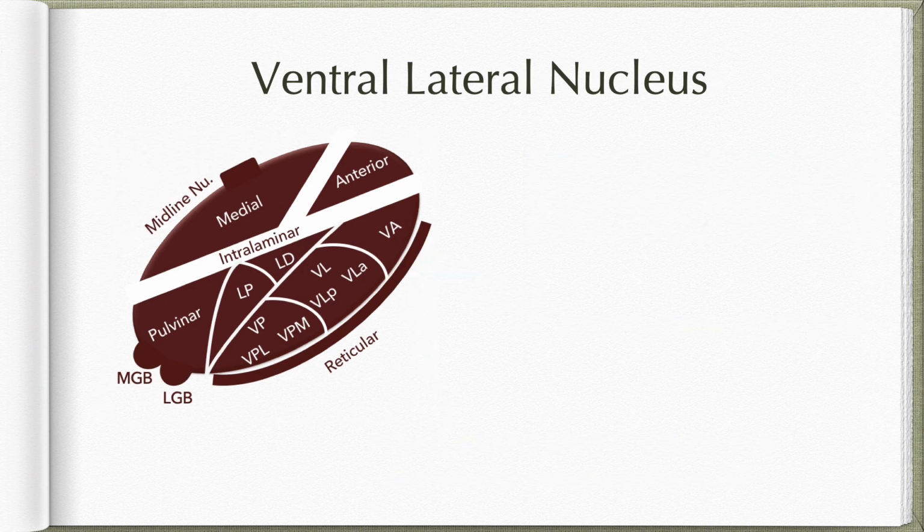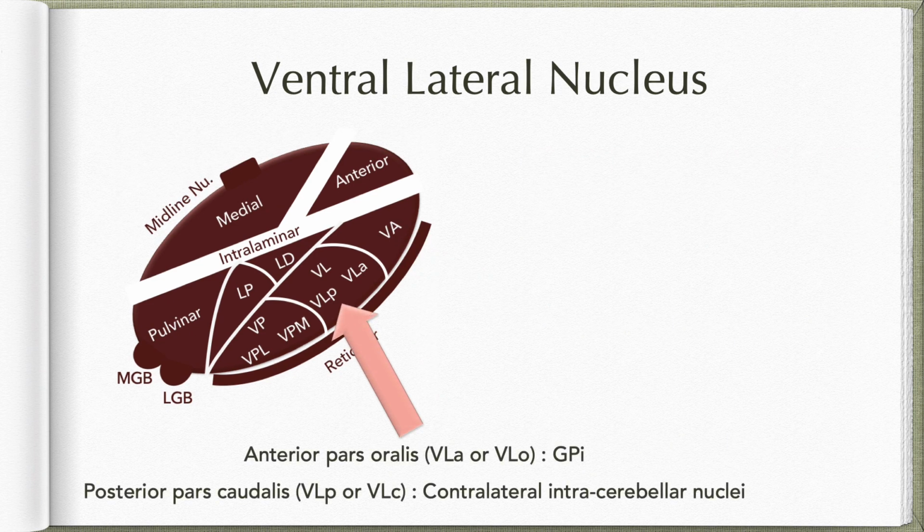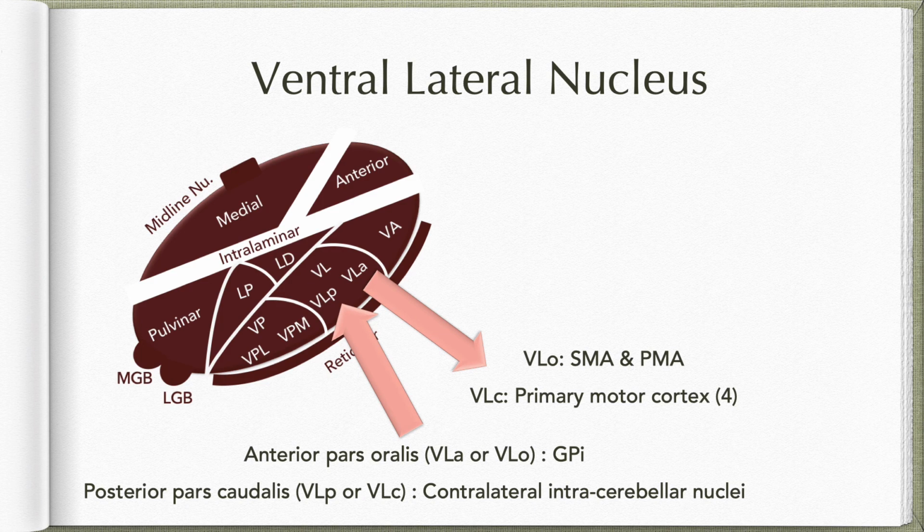Now coming to the ventral lateral nucleus, it has two parts, an anterior pars oralis and a posterior pars caudalis. Anterior pars oralis receives input mainly from globus pallidus internum, that is part of the basal ganglia, and posterior pars caudalis will receive input from the contralateral deep cerebellar nuclei. Outputs from the anterior part are to the supplementary motor area and premotor area. So this anterior part is receiving input from the basal ganglia and projecting to the supplementary motor area and the premotor area. So this part is involved in planning the motor activities.